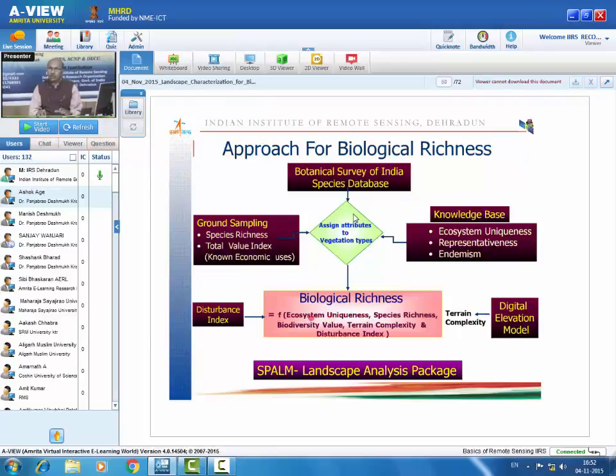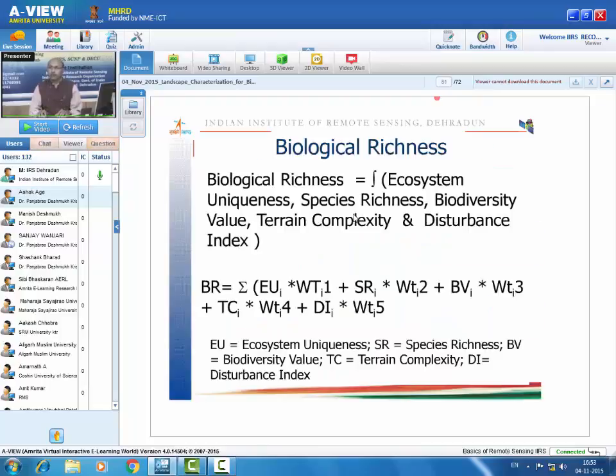Again, this is a linear equation which says biological richness is a function of ecosystem uniqueness, species richness, biodiversity value, terrain complexity, and disturbance. Normally, when we talk about biological richness, people think of the number of species. Number of species alone cannot indicate the richness of that area, because it is very important to know what other ecosystems or unique things are found in that area. That's why we have considered more parameters, and that is the beauty of this approach, that you can consider most of the parameters so that you can define the richness in the most appropriate way.